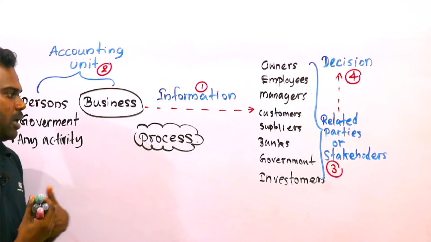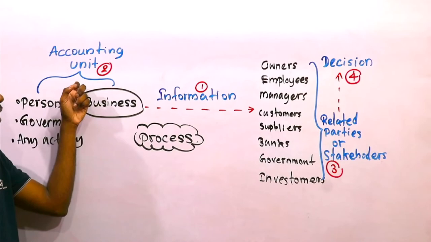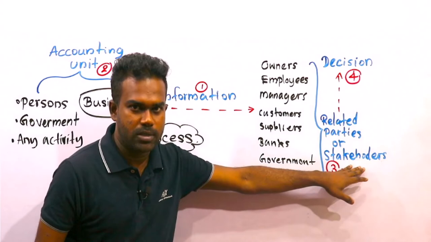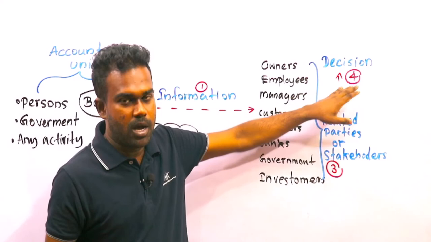Again, let's look at the definition. The process of providing information regarding an accounting unit. Accounting unit means the parties who are using accounting. To stakeholders, parties who are getting decisions, right? To get what? To decisions. When you are writing the definition, you should include these four keywords.